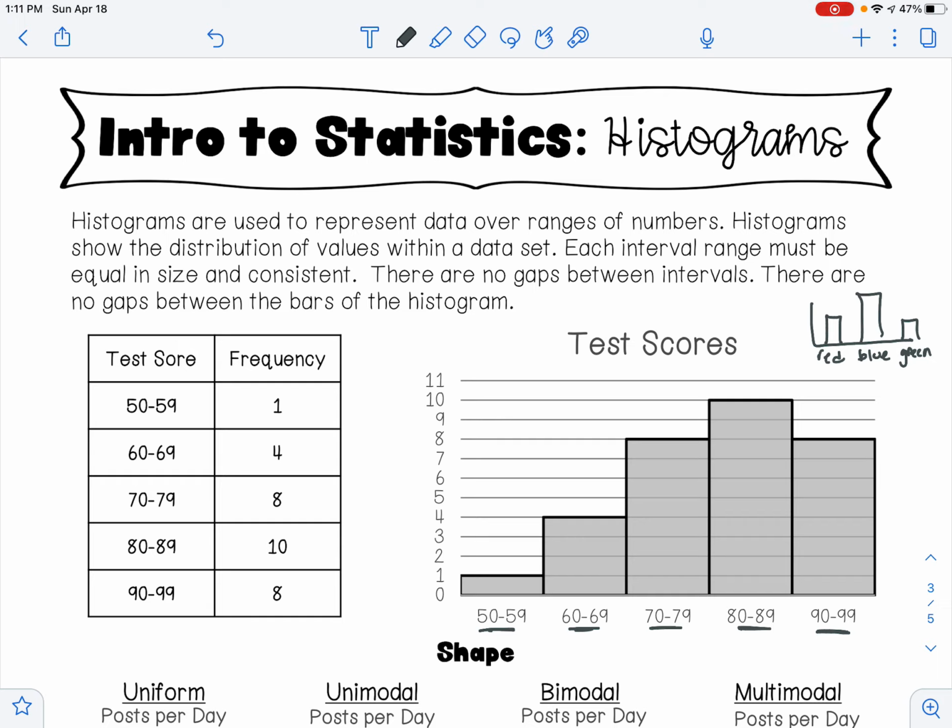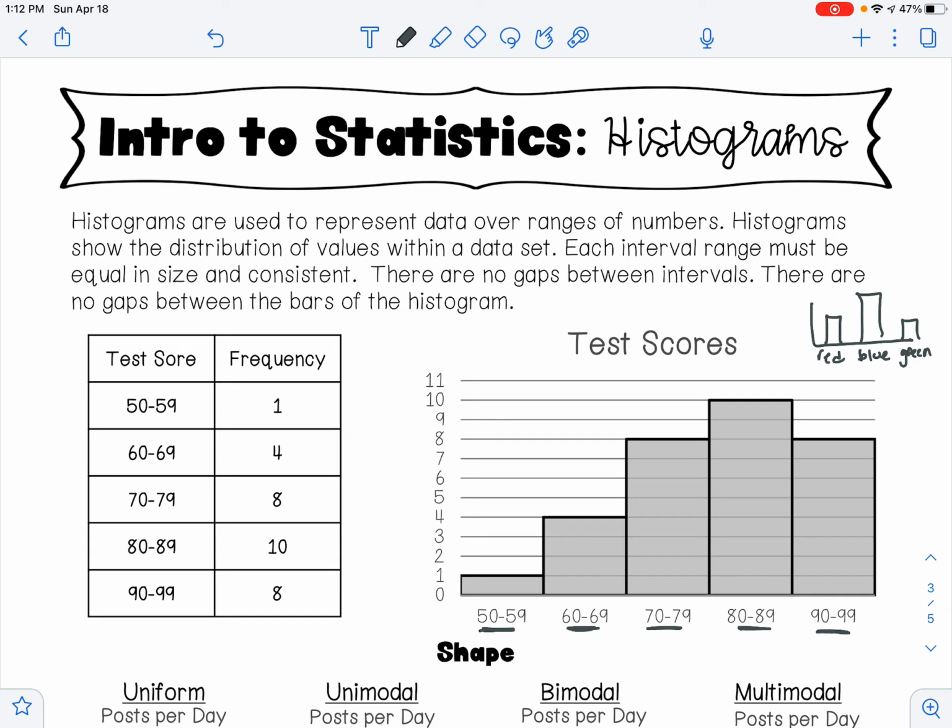In a histogram, all of the ranges, so 50 to 59, 60 to 69, 70 to 79, 80 to 89, and 90 to 99, they're all consistent, meaning they all have the same range. So from 50 to 59, that's 10 values. From 60 to 69 is 10 values. From 70 to 79 is 10 values. From 80 to 89 is 10 values, and from 90 to 99 is 10 values.